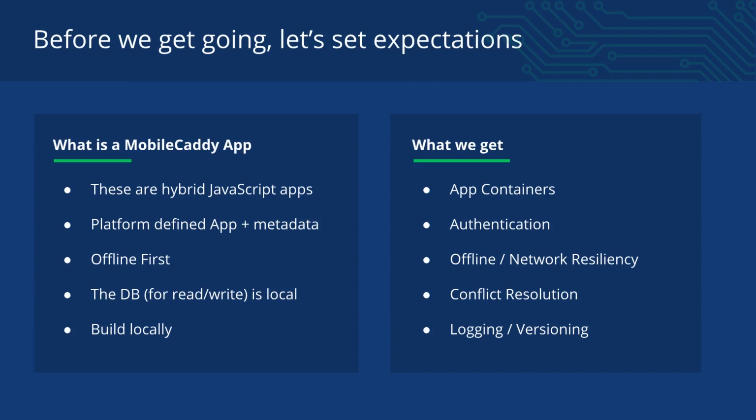So first up, what is a mobile application and what do we get out of the box? What don't we have to concern ourselves with? Well, first things first, what we're going to be building is hybrid JavaScript applications. These are single page apps, and with that in mind, we're able to use them in cross-platform environments. So our one code base will be able to run on desktop environments as well as iPhones, Androids and tablets. Our applications are initially defined in terms of their metadata and data setup from the platform.